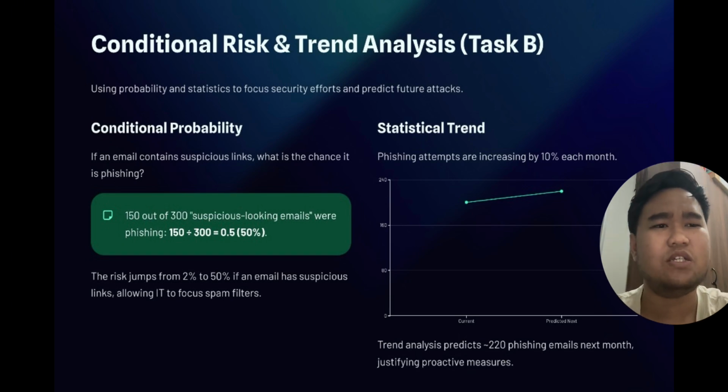At the right corner, you can see the statistical trend. Phishing attempts are increasing by 10% each month. So the trend analysis predicts 220 phishing emails for the next month. So this justifies proactive measures.